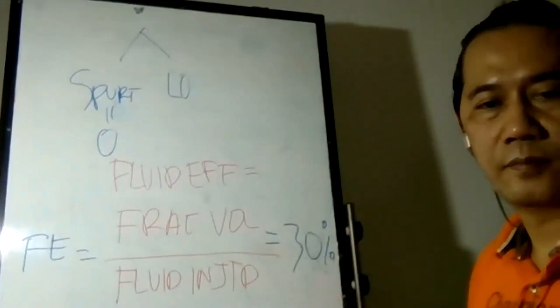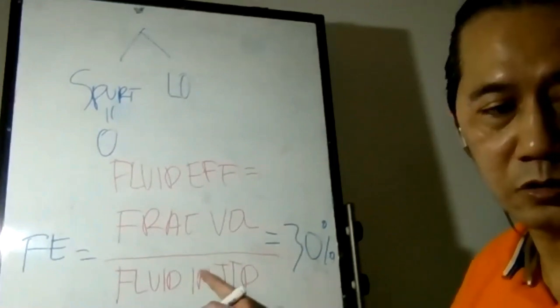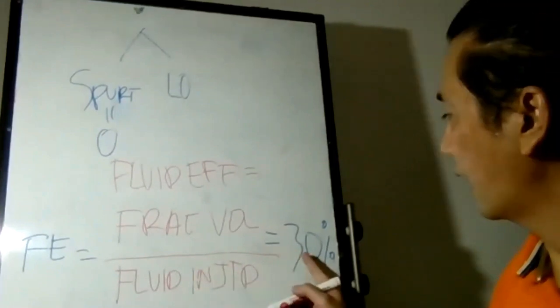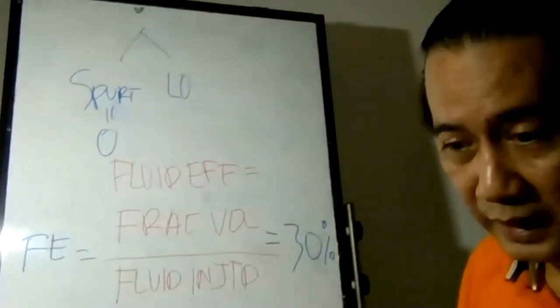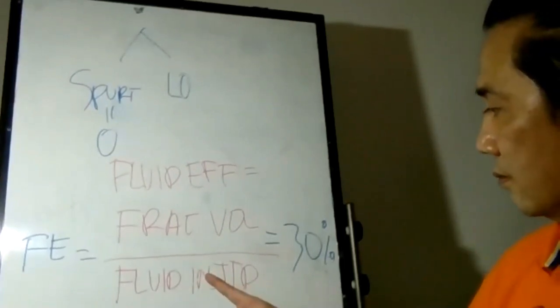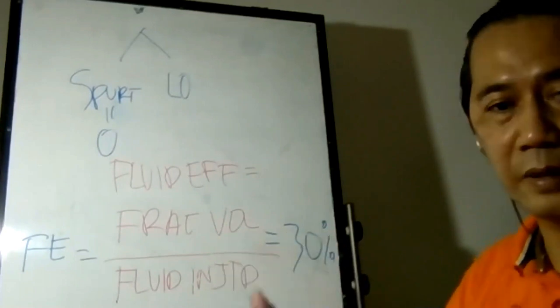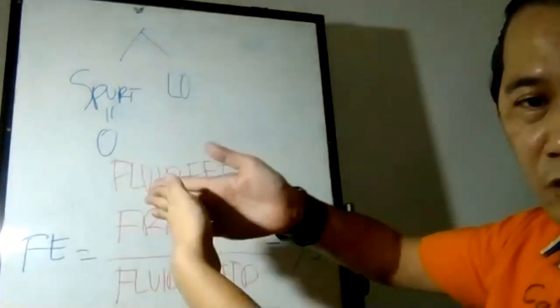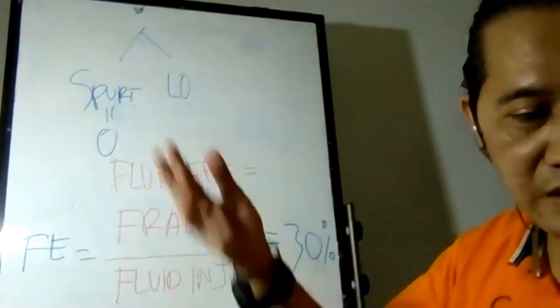What does it mean? If you're pumping 1,000 barrels of fluid from your surface, from your frac tank, and you only have a 30% fluid efficiency, your frac volume is what? 300 barrels. You're pumping 1,000, but fluid efficiency is only 30%. So 30% of 1,000 is 300 barrels. So your frac volume is only 300 barrels. Where is the remaining 700 barrels?